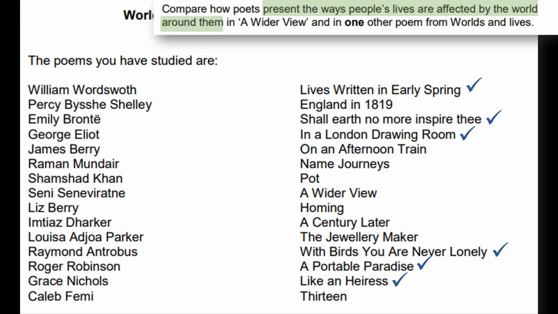Choose one poem from your shortlist, i.e. the one you personally feel most confident in writing about. I'm going to choose In a London Drawing Room. This is because, like A Wider View, it focuses on the urban environment and its negative impact on people's lives.